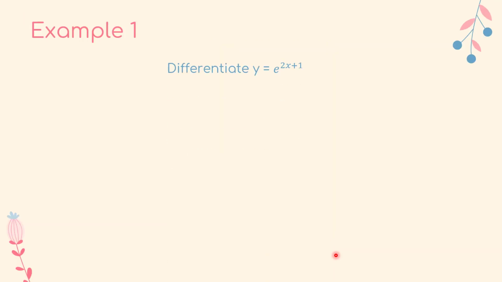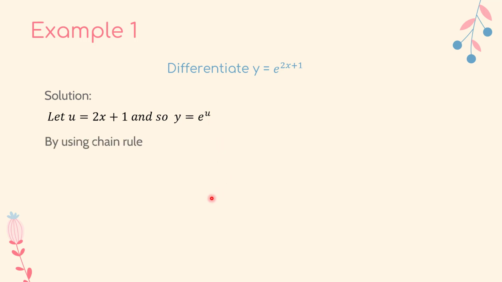Let's see example 1. If y is e to the power of x, the derivative will still be e to the power of x. What about y equals e to the power of 2x plus 1? Here, 2x plus 1 will be symbolized as u, so that what we have is y equals e to the power of u.